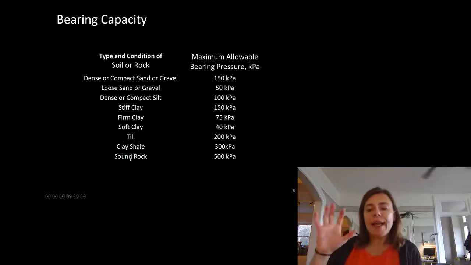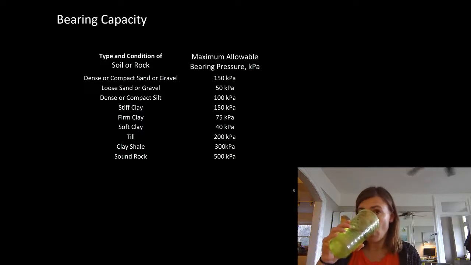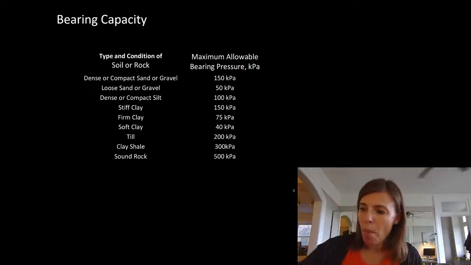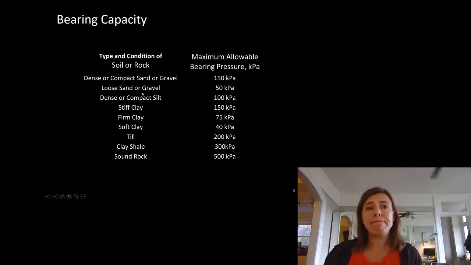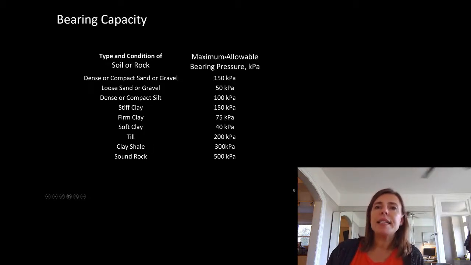So as much as we need that geotechnical report, we can make some preliminary assumptions. And we know that often these are the norms for soil type. So stiff clay might be 150 kPa. Till might be 200 kPa. And note here, this says allowable. Allowable is all about serviceability.